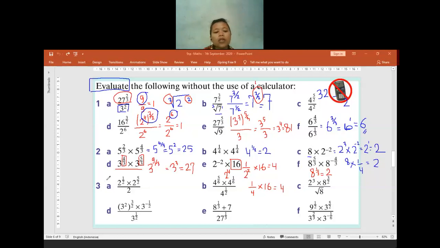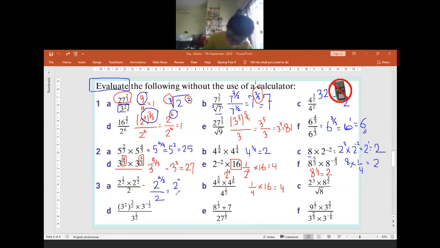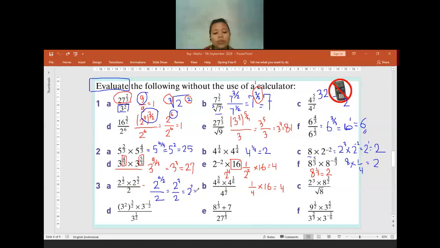Let us simplify the numerator first. How many it will be if we simplify the numerator? 2 to the power of 6 per 2, right? 2 to the power of 6 per 2 divided by 2. So it will be 2 to the power of how many? 6 by 2. Okay, 2 to the power of 2 is how many? 4. 2 to the power of 2 is equals to 4.